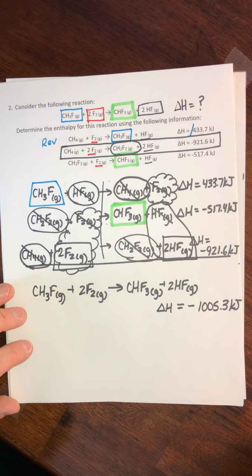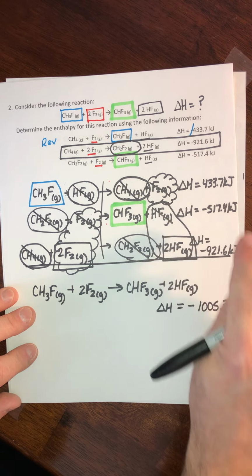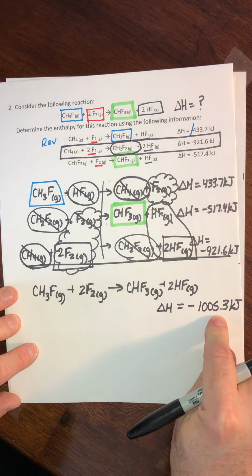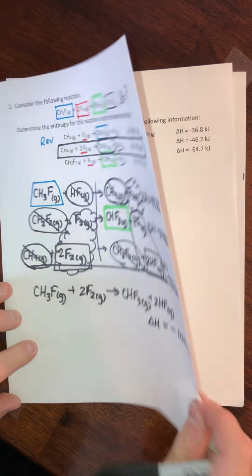If you're talking significant figures, 1 decimal place, 1 decimal place, 1 decimal place, and therefore my answer has 1 decimal place. All right, let's say we try one more example.